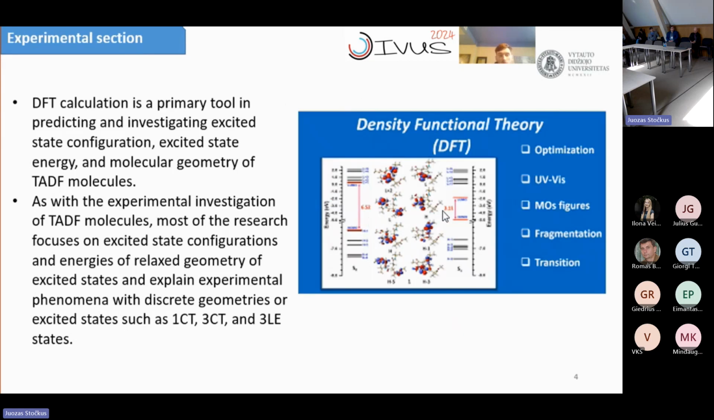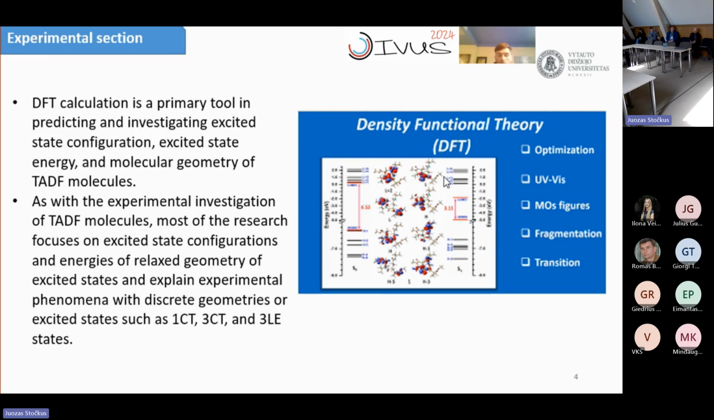DFT calculation is the primary tool in predicting and investigating excited state configuration, excited state energy, and molecular geometry of TADF molecules. As with the experimental investigation of TADF molecules, most of the research focuses on excited state configurations and energies of relaxed geometry of excited states and explains experimental phenomena with discrete geometries or excited states, such as ST, free ST, and free LE states.